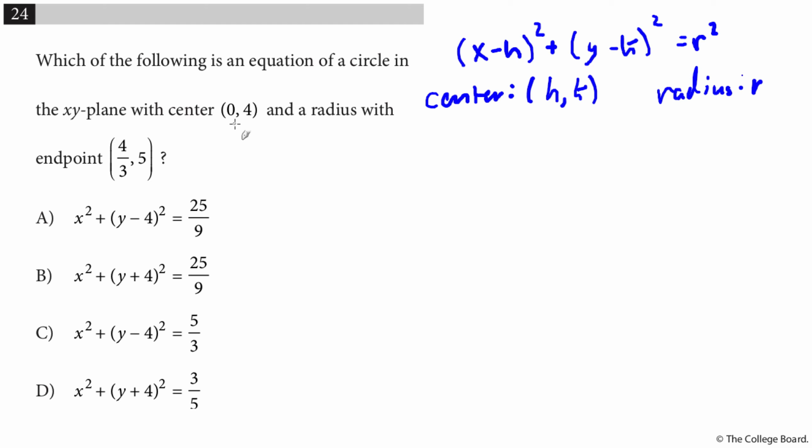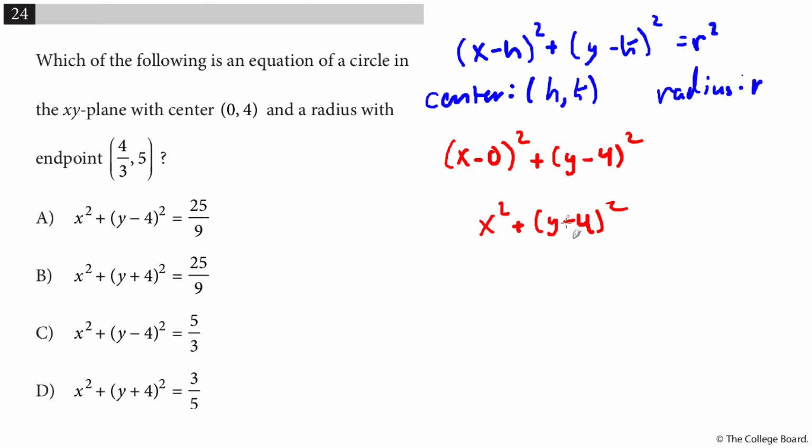So let's see if we can eliminate something. If h is 0, k is 4, I should have an x minus 0 squared plus y minus 4 squared, changing the signs. X minus 0 squared is the same thing as x squared. Alright, let's see what we've got. So right off the bat, I see this minus 4. I see these two with plus 4s, so those are not correct. Now I need to figure out the radius, because beyond the r squared here, there is no difference. Now I have a guess, but let me look at it.